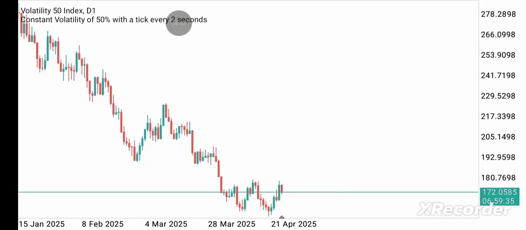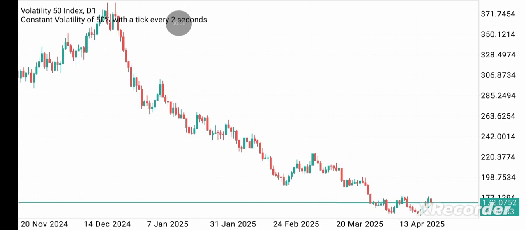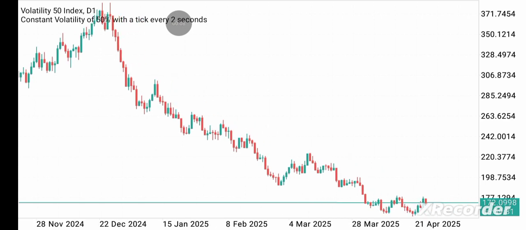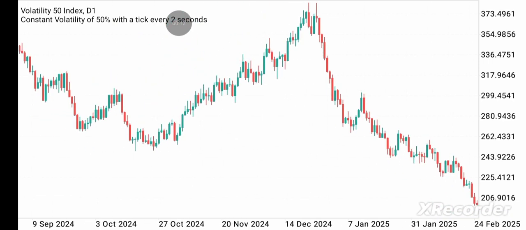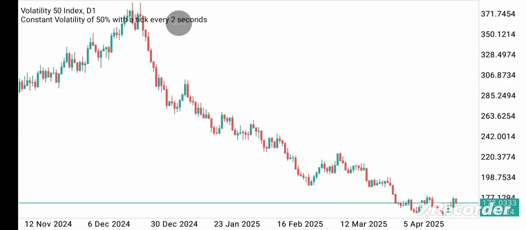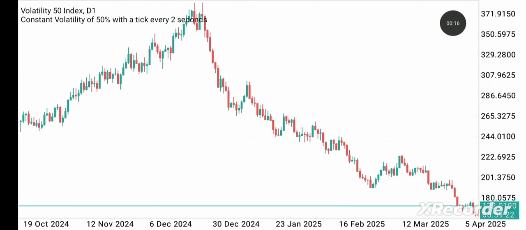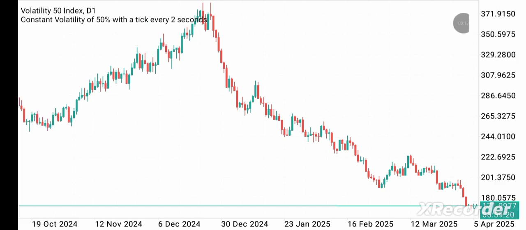So in today's video, we want to look at the VIX 50 index, Volatility 50 index, and we are on the daily time frame. You can see that the market had started selling impulsively. For those of you who understand my reversal strategy, you can see that we had an impulsive movement from here when the market sold nicely.